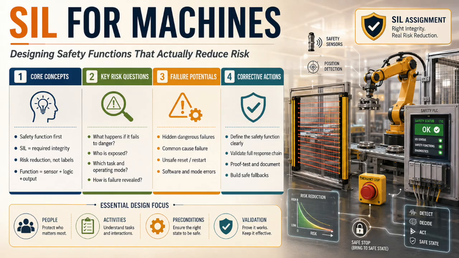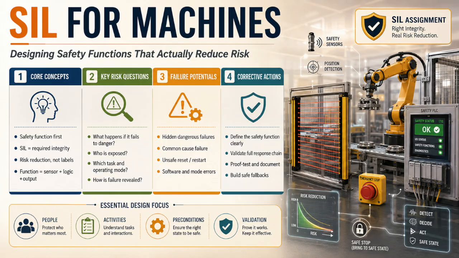But I want you to pause right there, because the real engineering question is not, what safety device should I install? The real question is, what accident can happen if this safety function fails to danger? That one question separates a checklist engineer from a real design engineer, because machine safety is not achieved by adding safety devices. Machine safety is achieved by understanding accident causation and designing safety functions that interrupt that causation reliably.